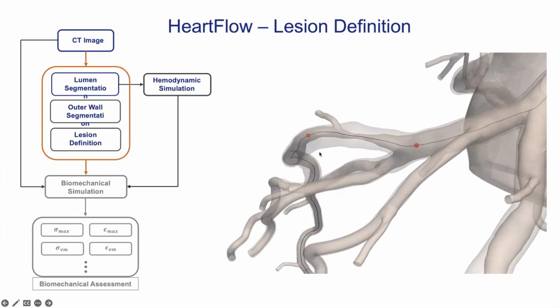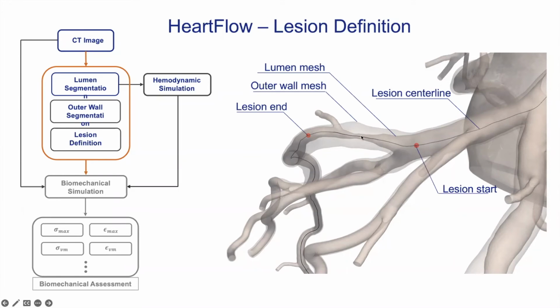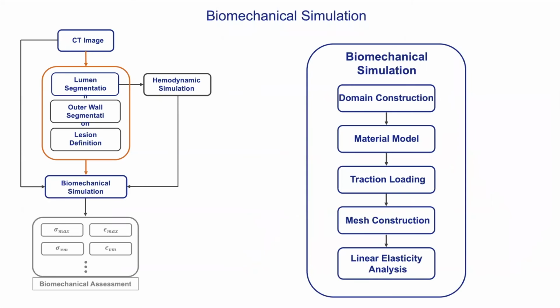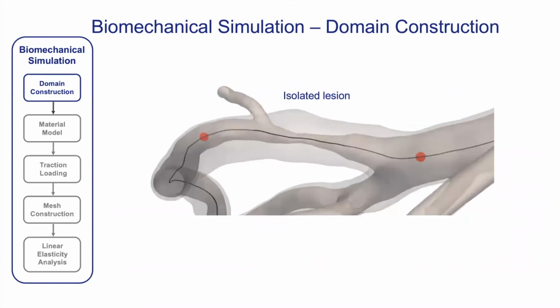So regions of interest are identified between these 2 points along a center line, as you can see. So the lumen mesh is the inside wall, and the outer wall is here. So there's presumably some atherosclerosis in this, and this is what we want to look at. And that's the place. So we do biomechanical simulation, computational solid mechanics, isolate the lesion.